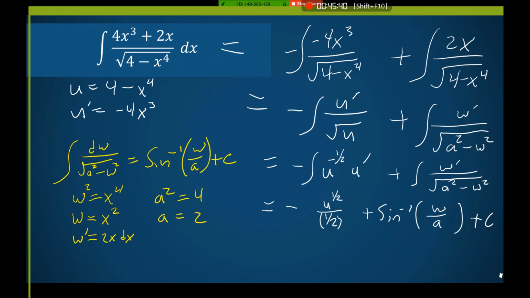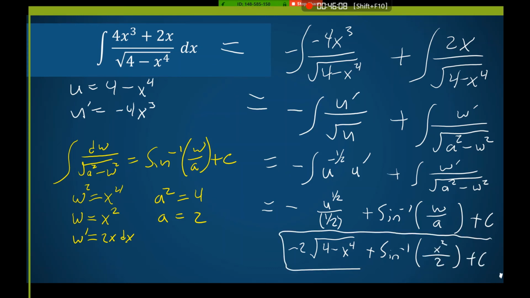Okay, so we said if I'm dividing by 1/2, that's the same thing as multiplying by 2. So this is -2 times the square root of u, which is 4 minus x to the 4th power, plus the arc sine, all I'm doing is substituting, of w, that's x squared, over a, which is 2, plus c is our final answer. Any questions on this one?